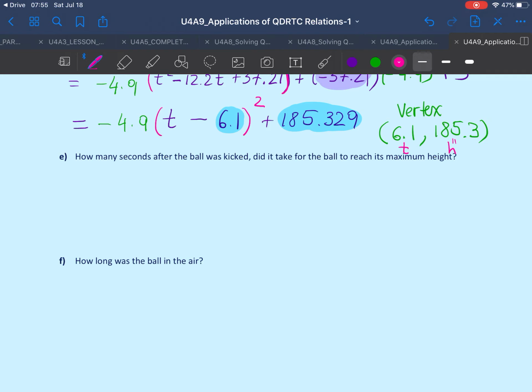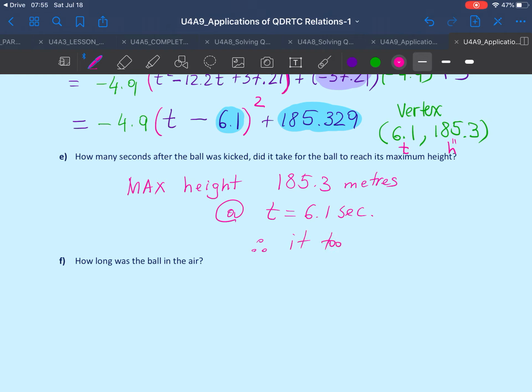So how many seconds after the ball was kicked did it take for the ball to reach the maximum height? So the maximum height happened at 185.3 meters, and it happened at the time of 6.1 seconds. So we're going to say it took 6.1 seconds.